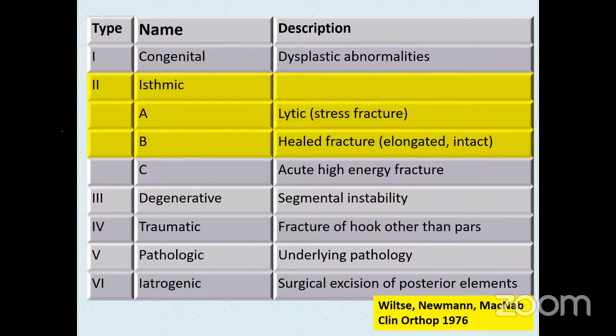Remember, this is slightly different from the isthmic type 2C, because in type 2C, there's a fracture of the pars, whereas in type 4, traumatic, there's a fracture of the hook apart from the pars. So if there's another fracture of the facet joints, and that leads to listhesis, it's classified as traumatic spondylolisthesis. The next category is pathological, and the last one is iatrogenic. If you are not careful while doing a laminectomy, that's when we come across an iatrogenic spondylolisthesis over a period of time in the post-op period.